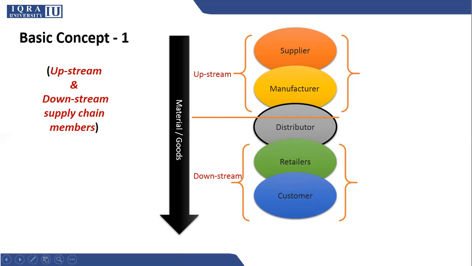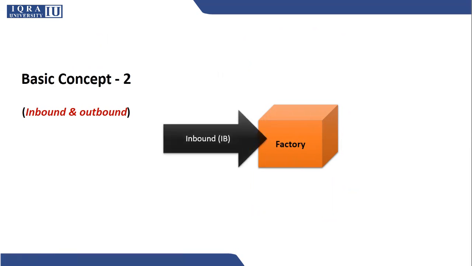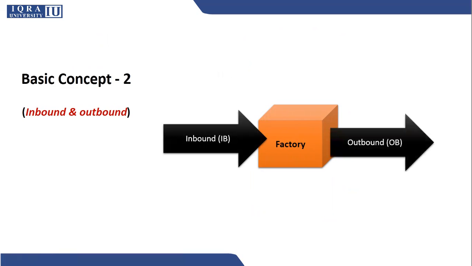Now come to the second concept, that is about inbound and outbound. To understand what we mean by inbound and outbound, let's consider a factory or a plant or facility. Whatever material comes into the facility is inbound movement, while whatever material goes out of the factory is called outbound material. Usually material comes from the upstream members and then goes out towards the downstream members.